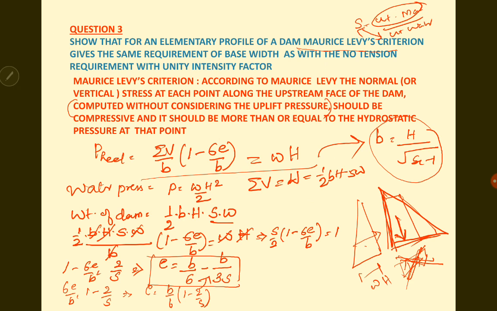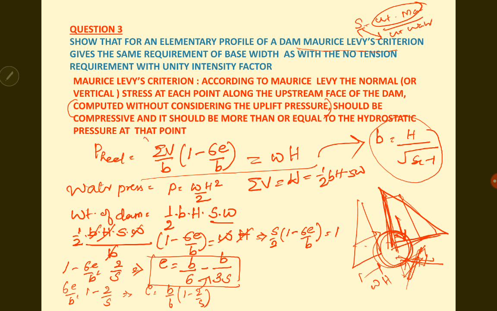So this is the Morris-Lewis criteria question where they have asked us to find out the base width using the Morris-Lewis criteria. The basic thing here is you must know what Morris-Lewis criteria say. The Morris-Lewis criteria says that without considering the uplift, the normal stresses at the upstream face of the dam will be equal to the hydrostatic pressure at that point. You have to equate the heel pressure, P heel, that is sigma V by B into 1 minus 6E by B, to the hydrostatic pressure at that point, that is equal to W into H.